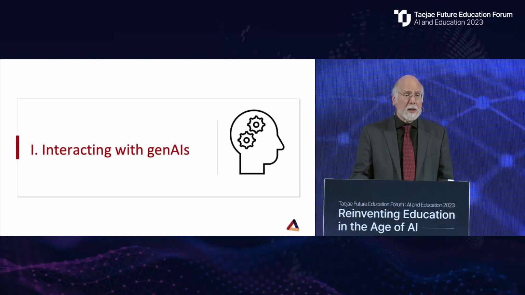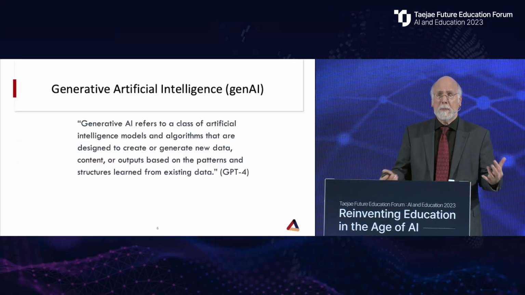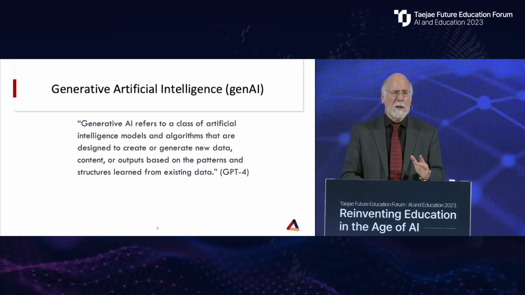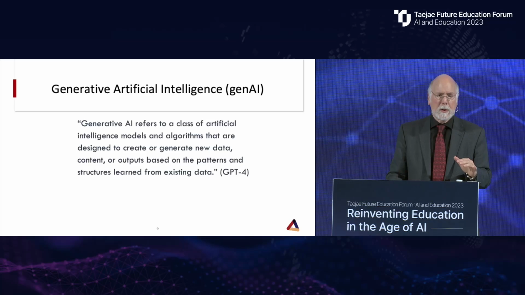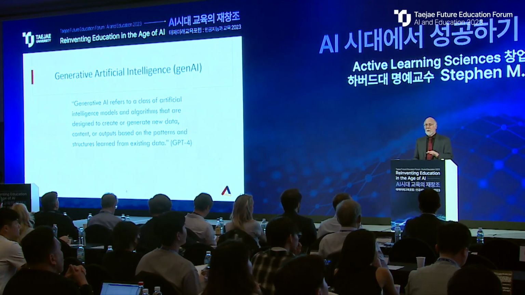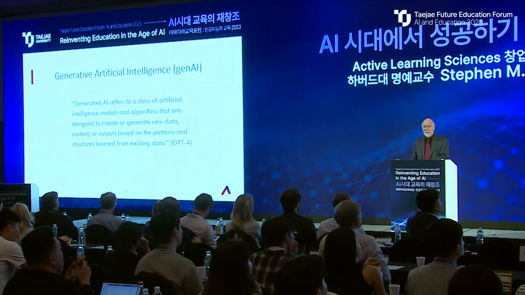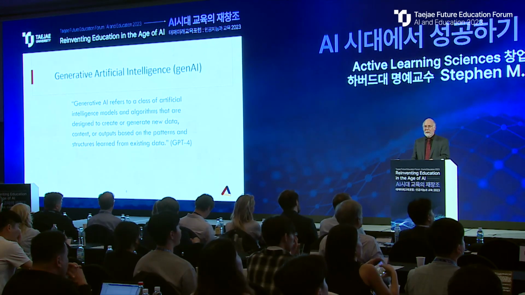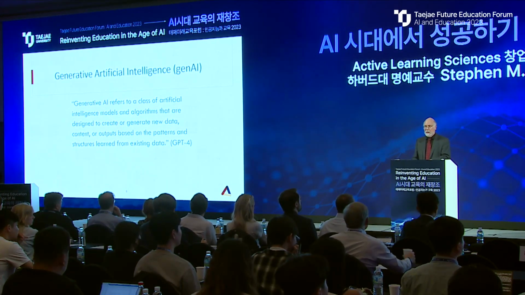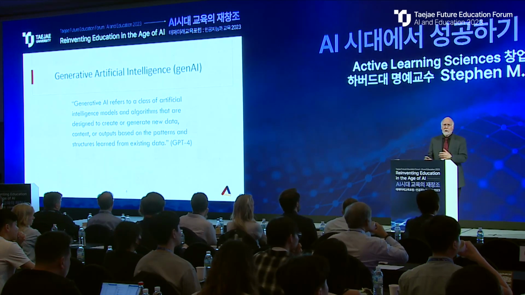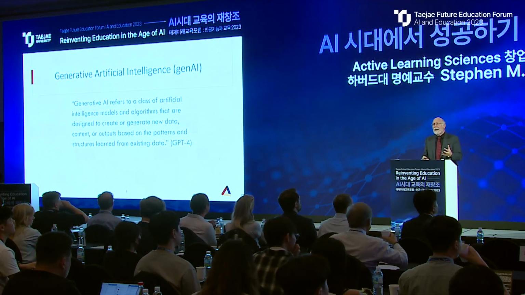So first, interacting with generative AIs. So first, let's get clear on what a generative AI is. You've been hearing about them already, but just to be really, really clear, generative AI refers to a class of artificial intelligence models and algorithms that are designed to create or generate new data, content, or outputs based on the patterns and structures learned from existing data. This is GPT-4's own definition of what it is, basically. So it's not like a regular computer program where it just looks stuff up. It creates it. That's why it's called generative.